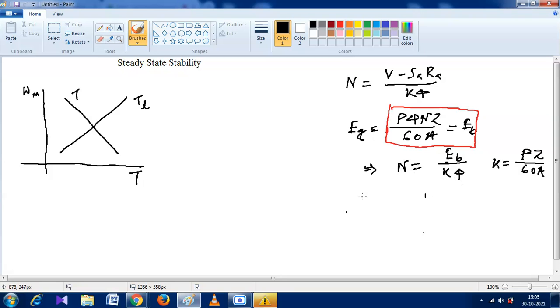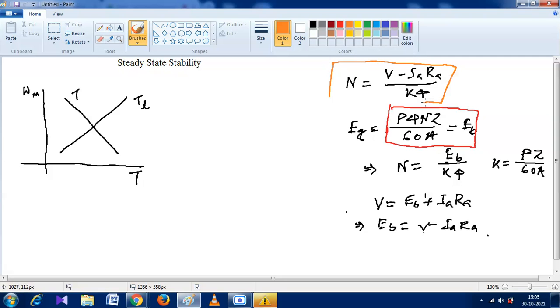And what is the motor equation? V is equal to EB plus IRA. This is the motor equation. From that we get EB is equal to V minus IRA. So we can write the speed equation of a motor like that. Can we write that?